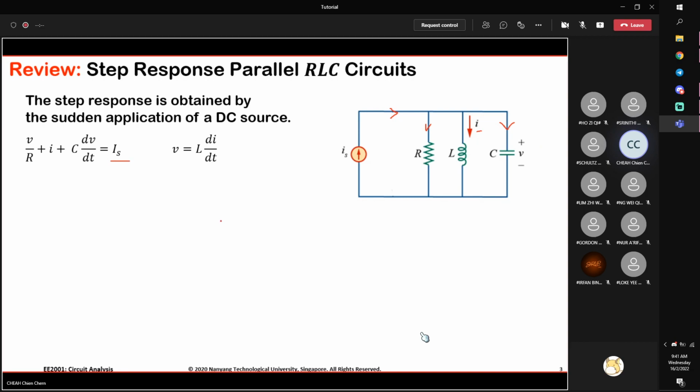Inflow is this source current, DC, and for parallel combination, all the voltages are the same, right? Remember, parallel voltage same, series same current. If the voltages are the same, then the voltage across the capacitor is also the voltage across the inductor, which is also the voltage across the resistor. Now, the current flowing through the resistor is just Ohm's law, V over R. Current through the inductor is what we want, so we put I there. You want to solve for I, so no need to convert to voltage. Just put I there, and then current through the capacitor is I equal to C dV/dt.